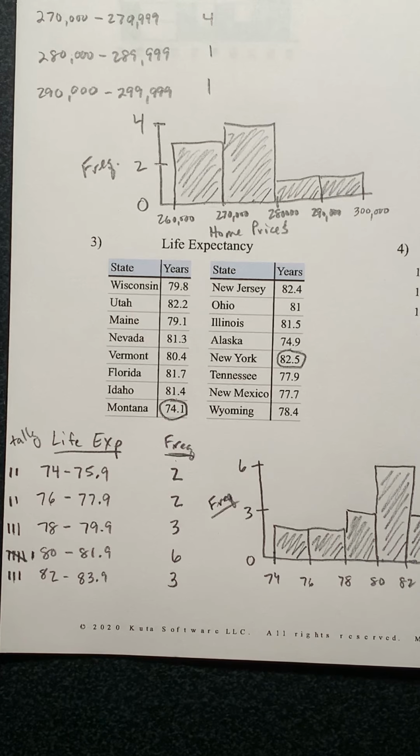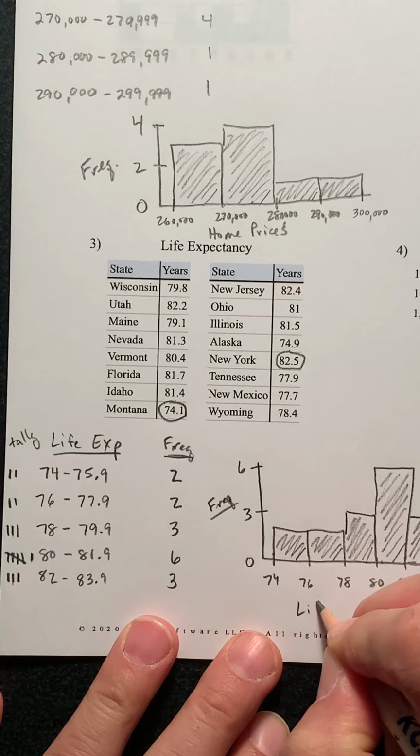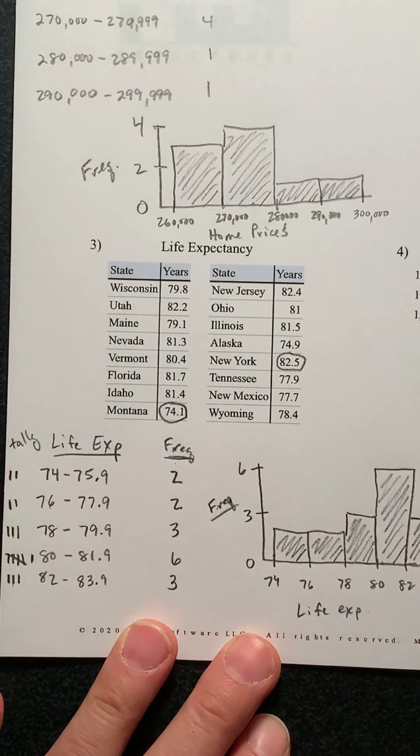So we can see that a lot of our data is in the larger end. In this case, the life expectancy tends to go to the large end. And I should write the title of the axes down there.